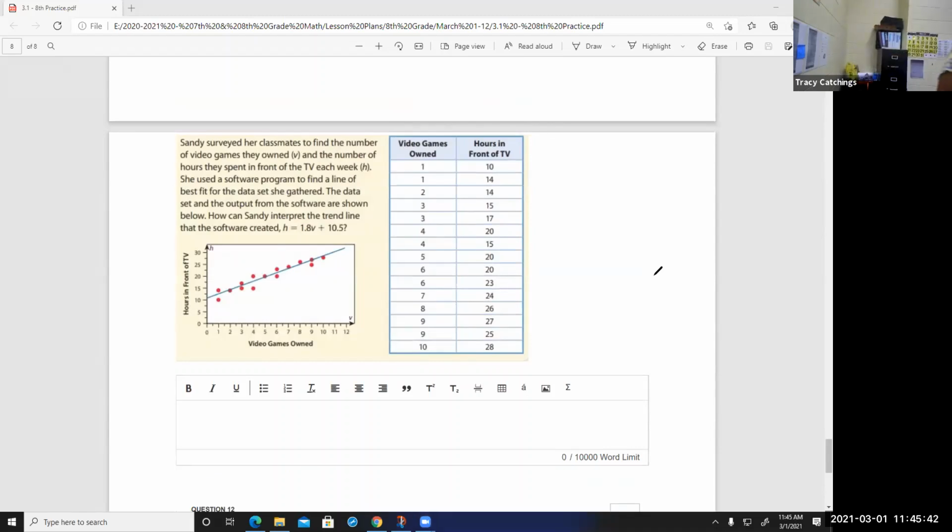All right, Sandy surveyed her classmates to find the number of video games they owned and the number of hours they spent. Looks like they went ahead and gave us the line. How can Sandy interpret the trend line? All right, so we just need to know the meaning of her equation. What's the y-intercept?